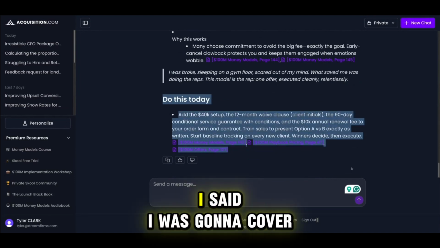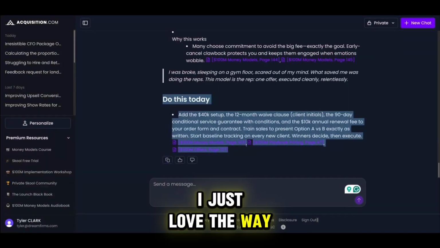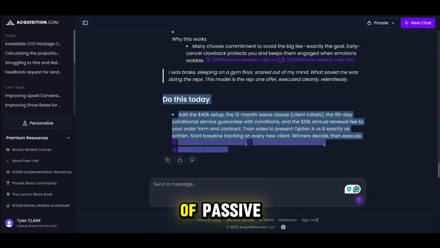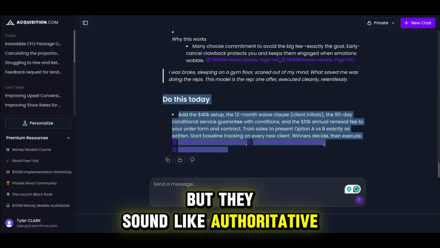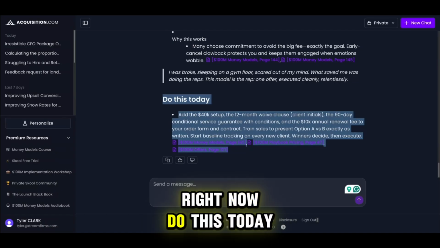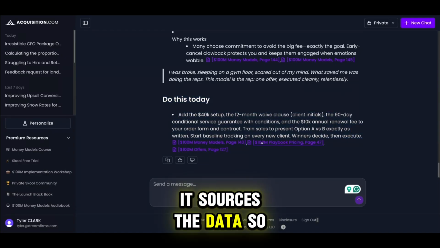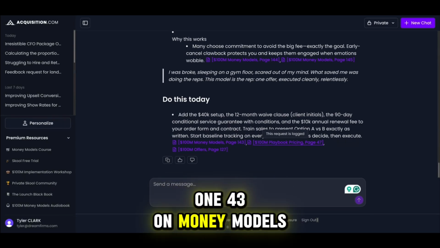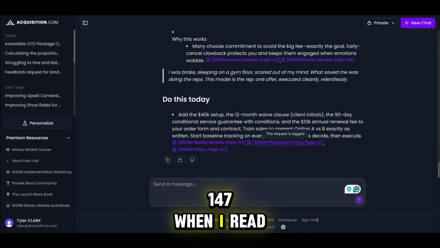Okay, the third thing that I said I was going to cover last is I just love the way this bot talks to you. Most bots in the business space are kind of passive, but this one sounds authoritative. This one is the only one that's like, do this now. Do this right now. Do this today. It sources the data. So if you want to dive deeper into some of the things that I referenced, like literally page 143 on money models, I'm literally on page 147 when I read the quote. So it's right on the money.